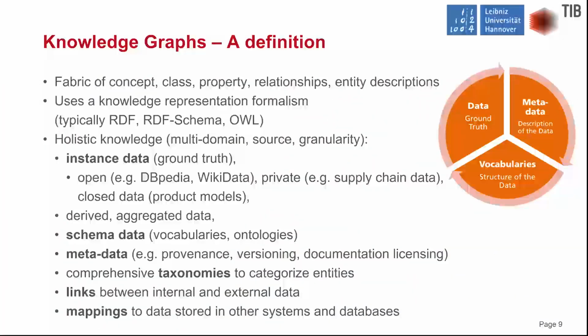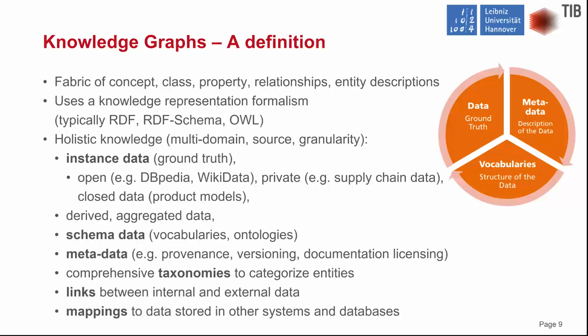How is a knowledge graph different from other data representations? So a knowledge graph is a fabric of concept, class, property, definitions, relationships, and it uses a formal knowledge representation formalism, and that makes it, for example, different than property graphs, which don't typically have this.